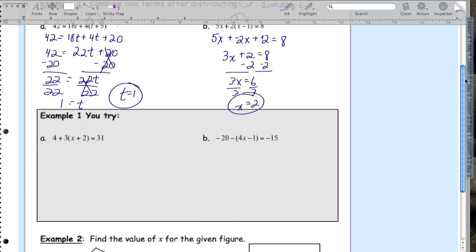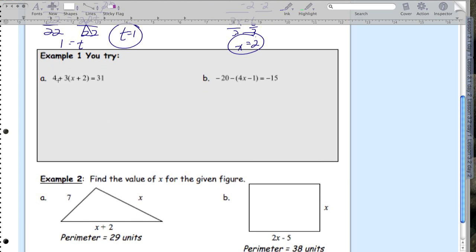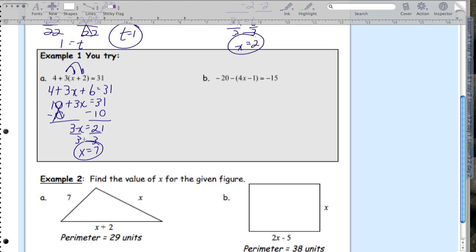Let's try 2 more together. First things first, I'm going to look at the left side and see if there's any distributing, and there is. I'm going to distribute this 3 in. So 4 plus 3x plus 6. I can write the equals 31 so I don't forget about it, but I need to make sure there's no more simplifying that can be done, and there is. There are some like terms. 4 and 6 are 10. 10 plus 3x equals 31. Now it's a two-step equation, so I'm going to subtract 10. 3x comes down. 31 minus 10 is 21. Divide by 3, x equals 7.